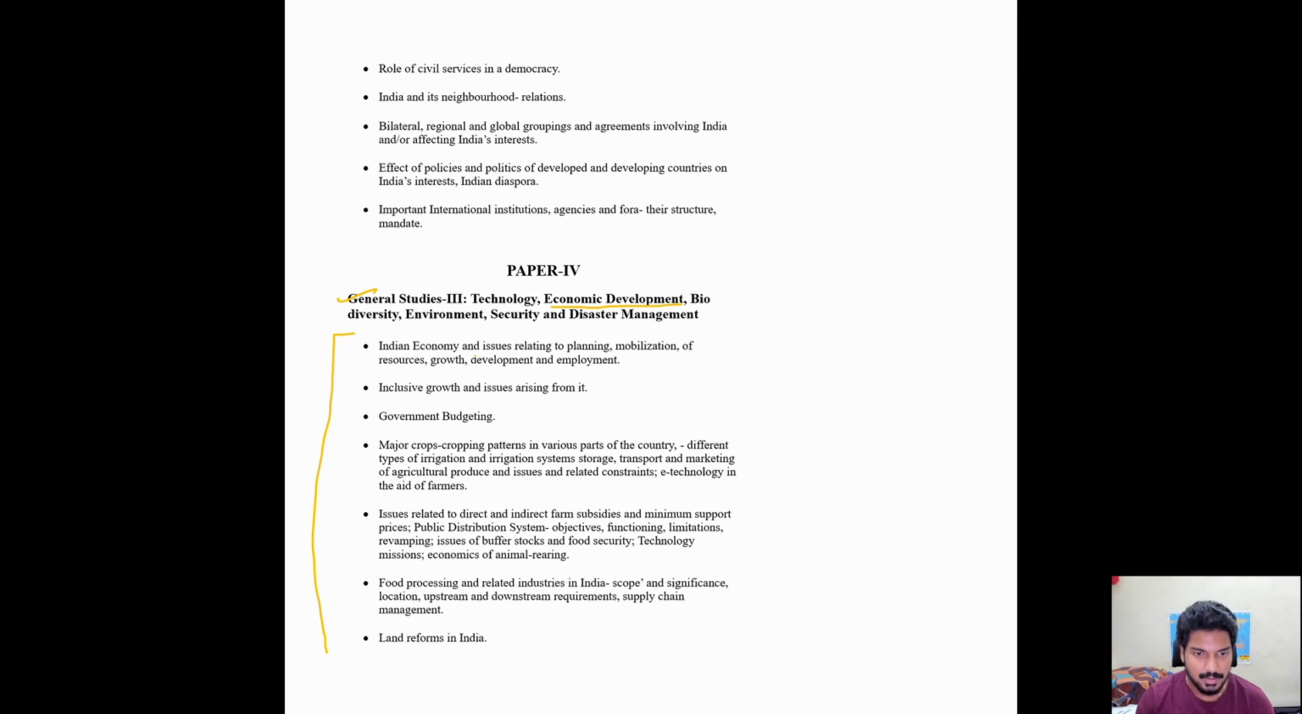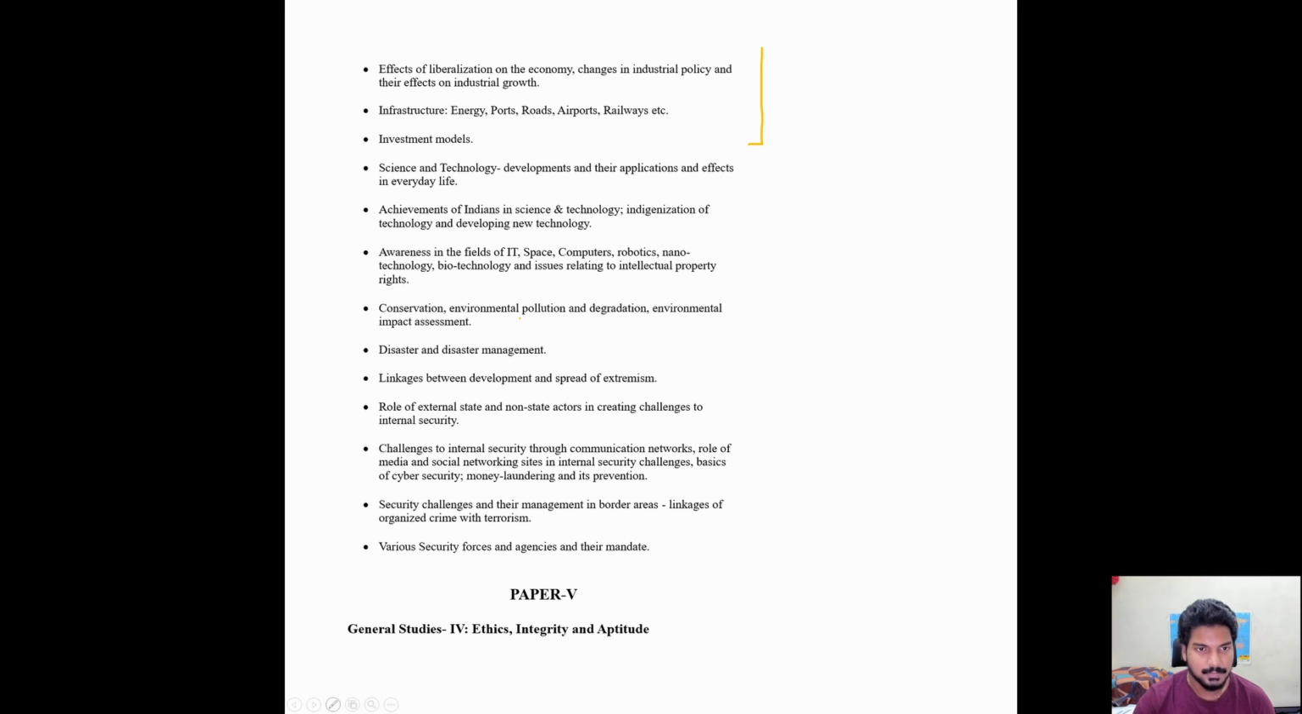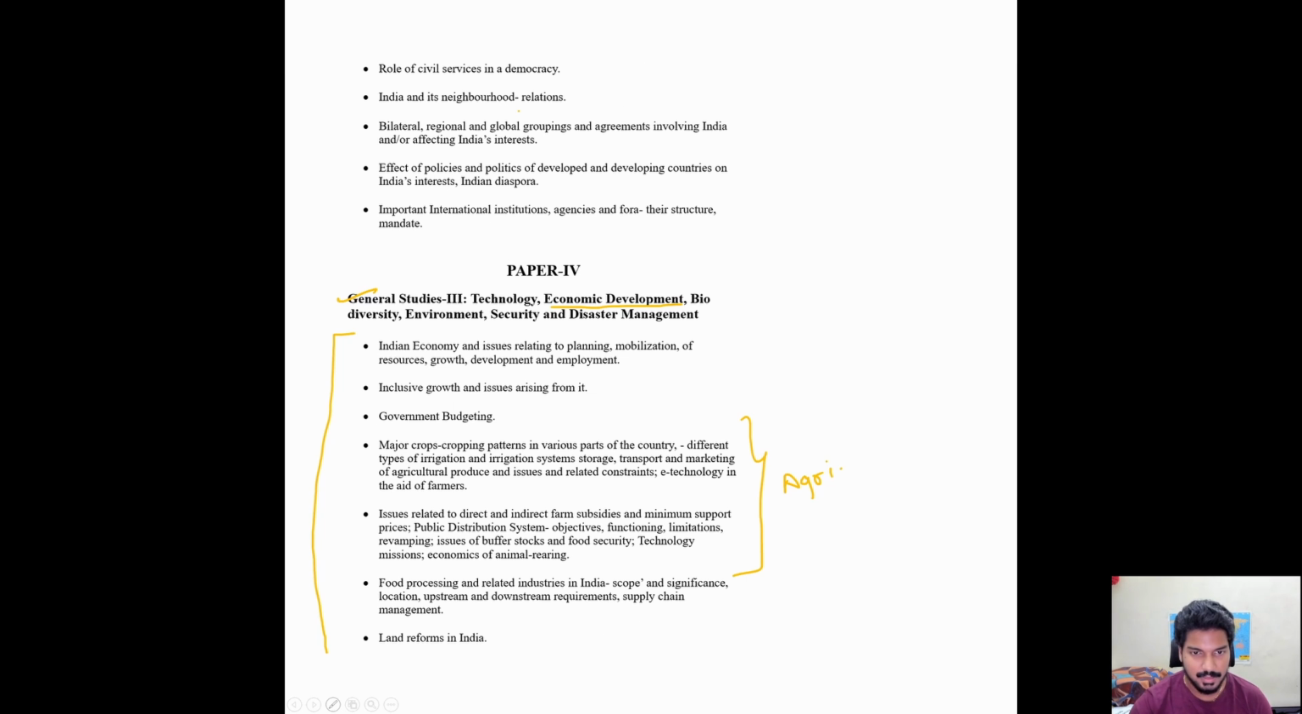So Indian economy and issues relating to planning, mobilization of resources, growth, development and employment. Then we have inclusive growth, then government budgeting. Then we also have agriculture. Agriculture is part of economy. Then we have land reforms in India. Then we have effects of liberalization on the economy, changes in industrial policy and their effects on industrial growth. Then we have infrastructure like energy, ports, roads, airports, railways, etc. Then we also have investment models. So these are the topics which are given under economy.